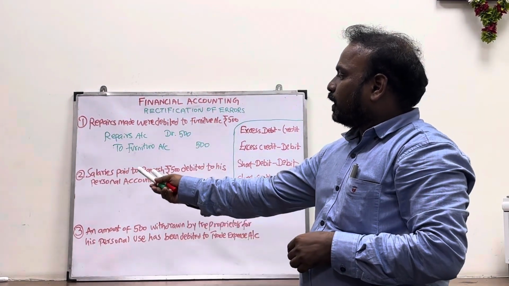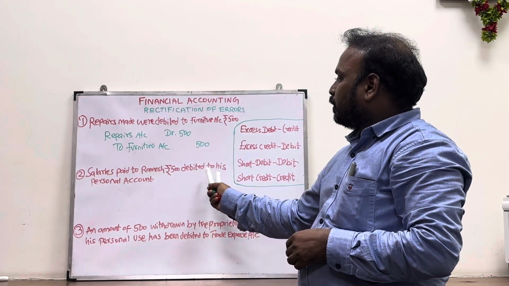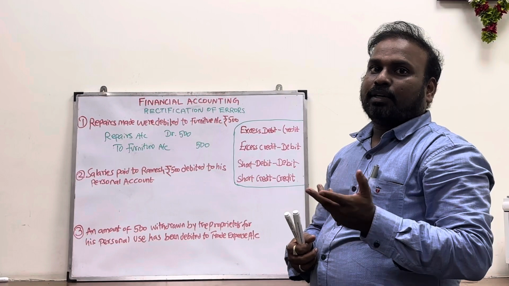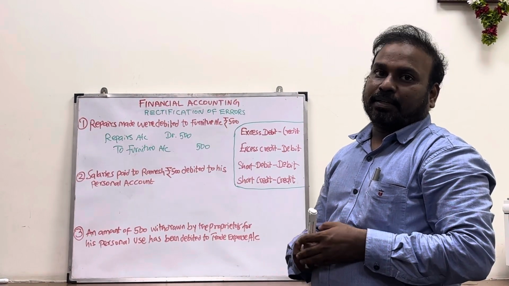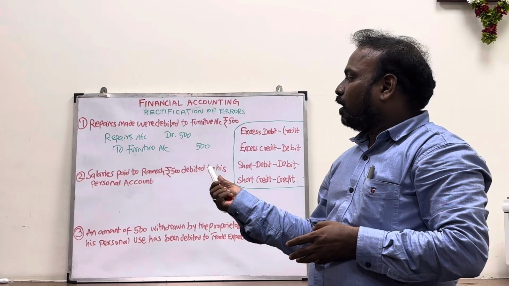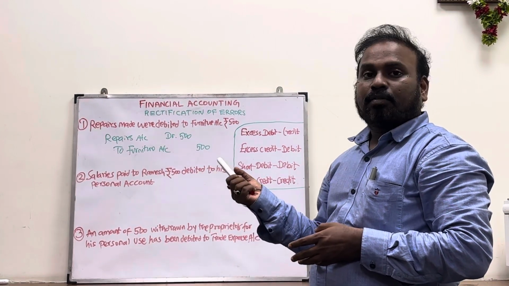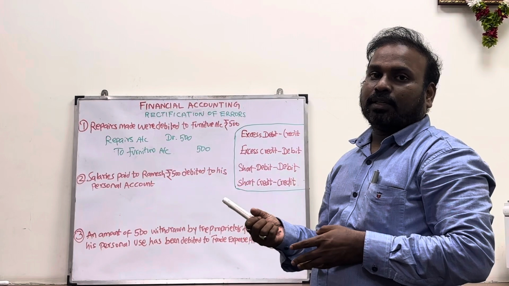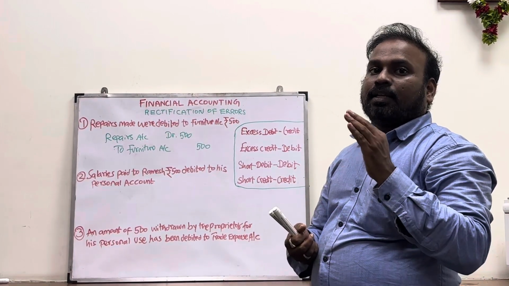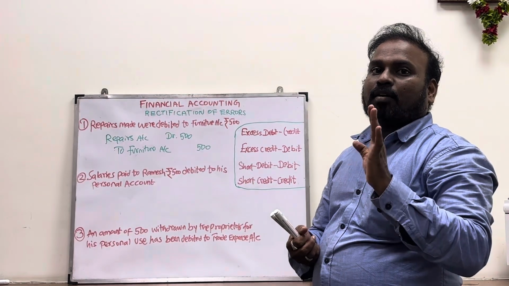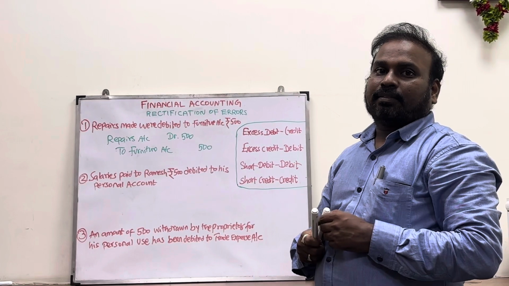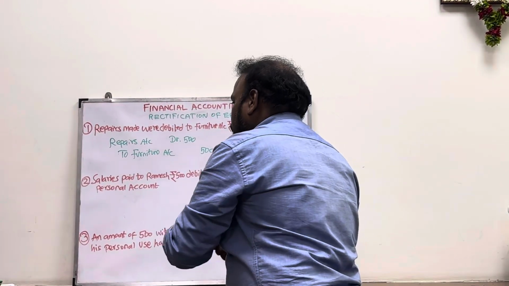The second one, salary paid to Ramesh 500 debited to his personal account. The name is irrelevant. We use name only for writing the narration. Salary paid. So the entry is salary account to cash account. But what they did is Ramesh account they have debited instead of salary account. It implies salary account is omitted. So if you omitted any of the account, that is called as a shortage. So shortage of debit. So we have to debit the concern account. So salary account is to be debited.